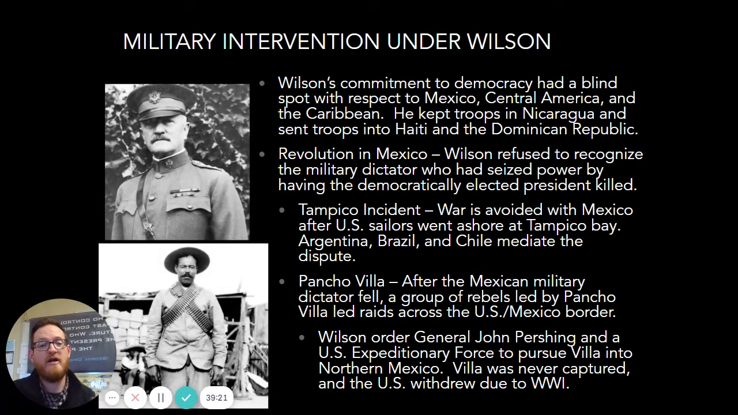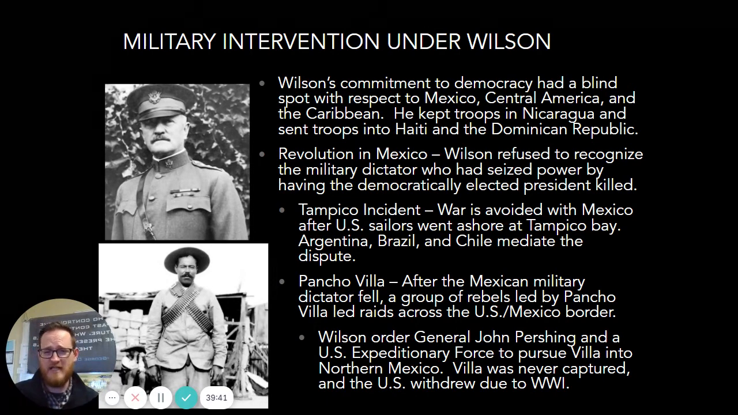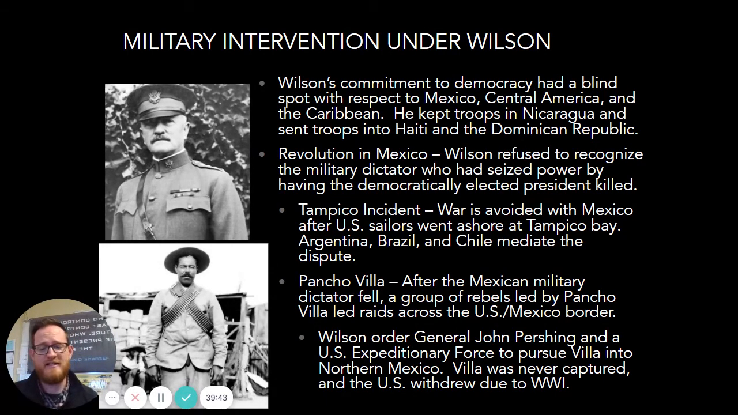And you're going to see other countries actually mediate and help in that, which is good. The big thorn in our side, though, is going to be Pancho Villa. After the Mexican military dictator fell, a group of rebels led by Pancho Villa would lead raids across the U.S.-Mexico border. They were going across the U.S.-Mexico border, causing all kinds of issues with railroads and other things.